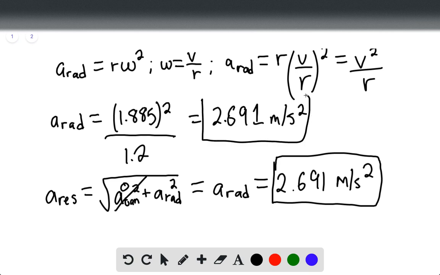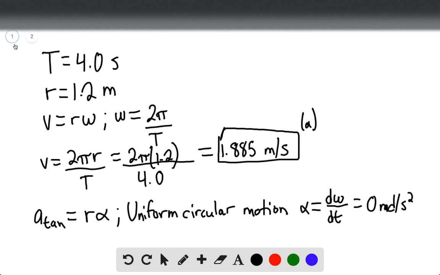This would be one component, and a tangential equals 0 meters per second squared. This would be your other component for part B.